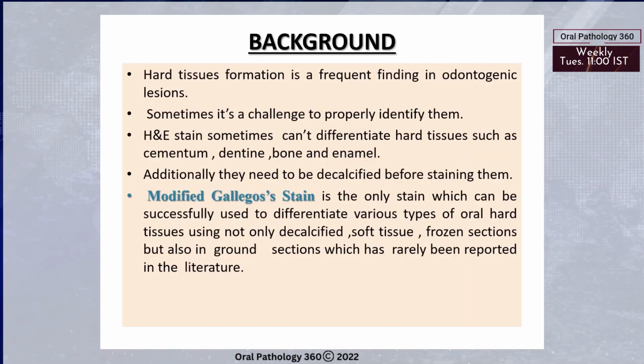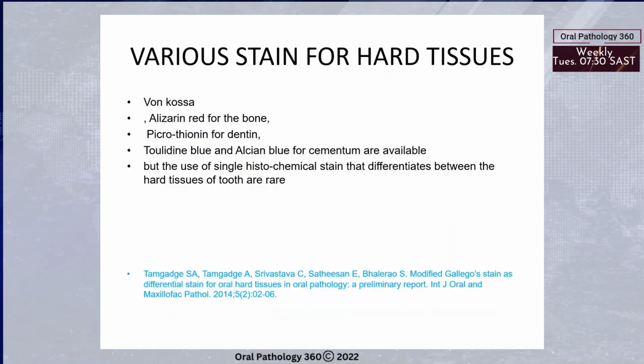Let's see in detail. So hard tissue formation is a frequent finding in odontogenic lesions. Sometimes it's a challenge to properly identify them. H&E stains sometimes can't differentiate hard tissues such as cementum, dentine, bone, and enamel. Additionally, they need to be decalcified before staining them. Modified Gallego stain is the only stain which can be successfully used to differentiate various types of oral hard tissues using not only decalcified soft tissue frozen but also in ground section, which has rarely been reported in the literature.